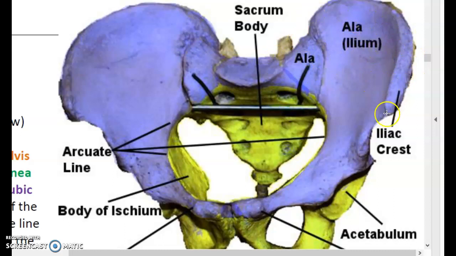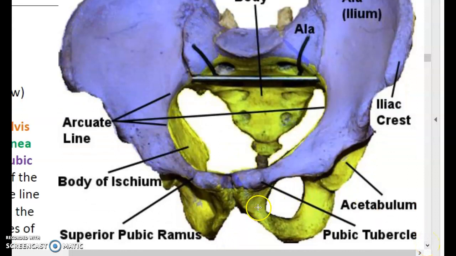Now, the wing stops right there, so there's no anterior part. This line, called the arcuate line, arcuate, arc, circle, is the dividing line between the false and the true pelvis. So when we scroll down, our true pelvis is made up of the inferior pubic ramus, the ischial ramus, the body of the ischium, the sacrum, the acetabulum right there.